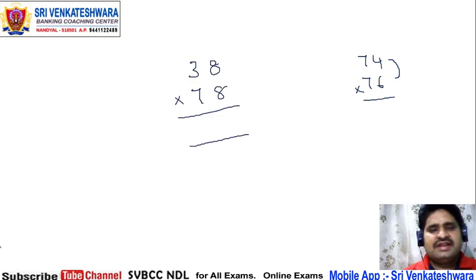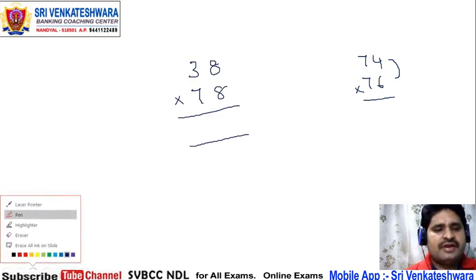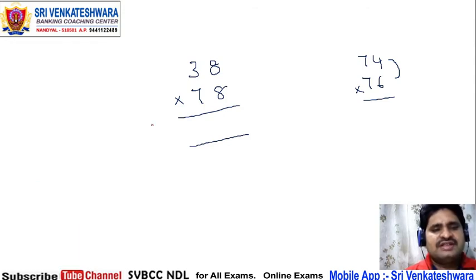Understand this one carefully, 38 into 78. So what is the different point here? Whatever the cases we have done in the previous cases, what is equal there? It's nothing but the unit digit sum is 10 and the tens place is equal. But here, the units place is equal and the tens place sum is 10. So here, 3 plus 7, it will be 10. Now look at this case also, how you take it.